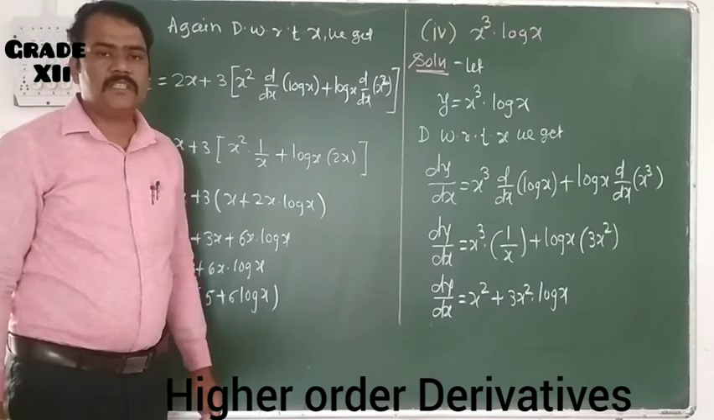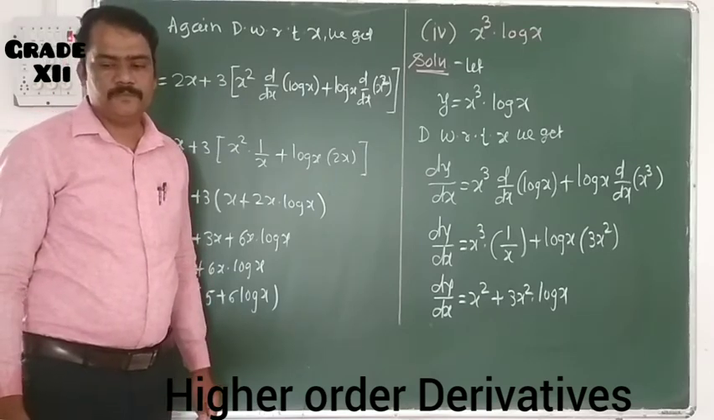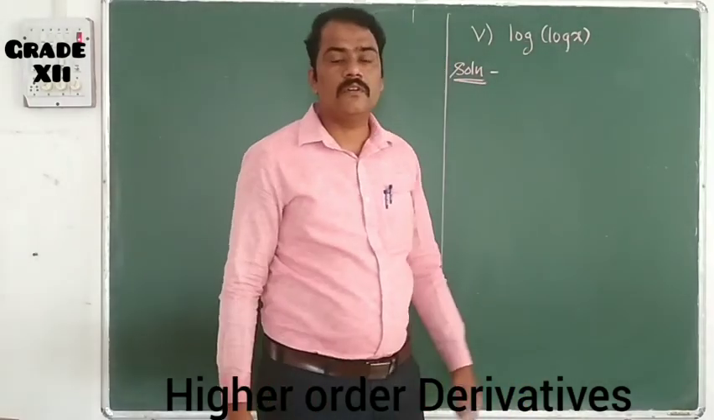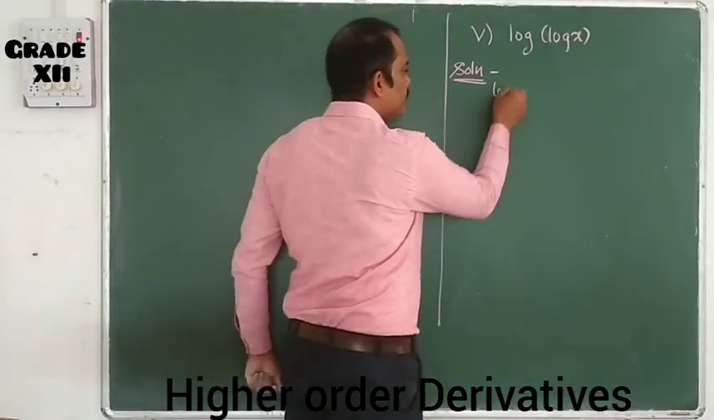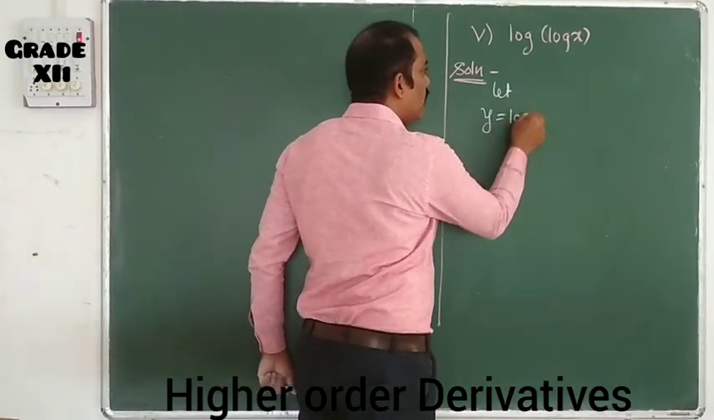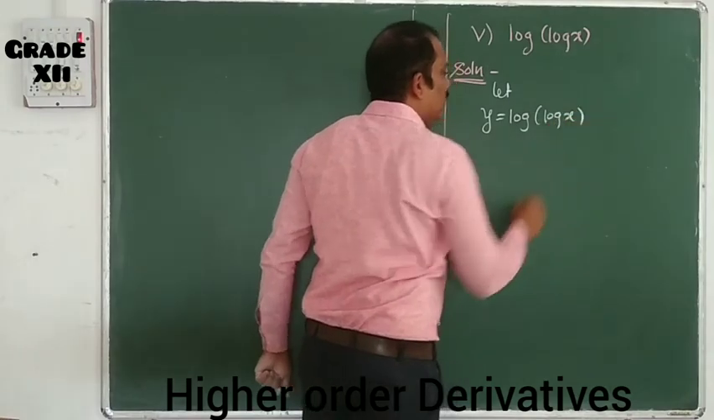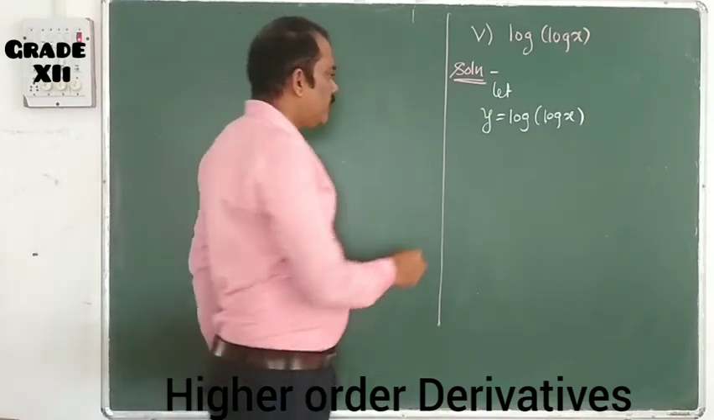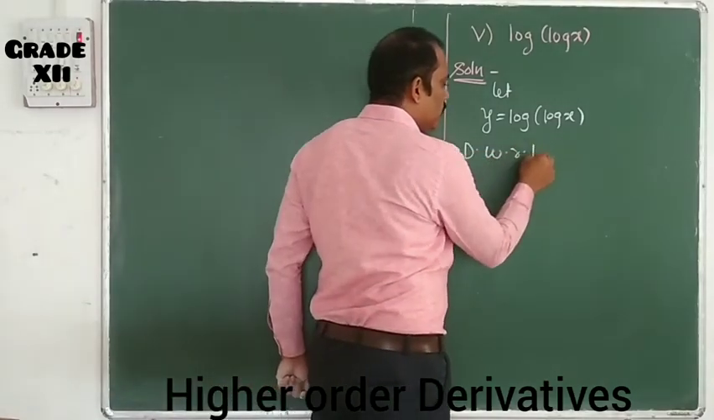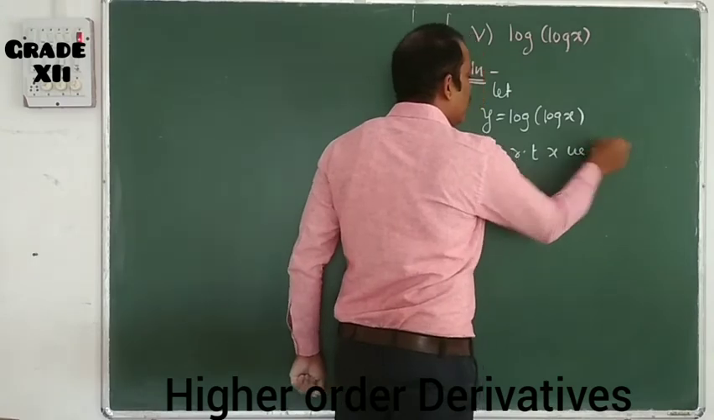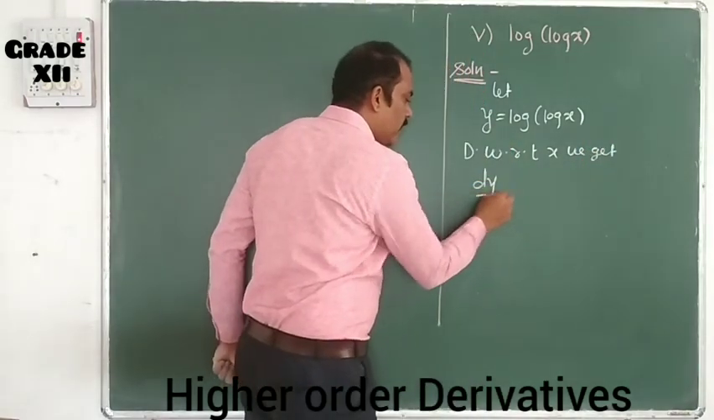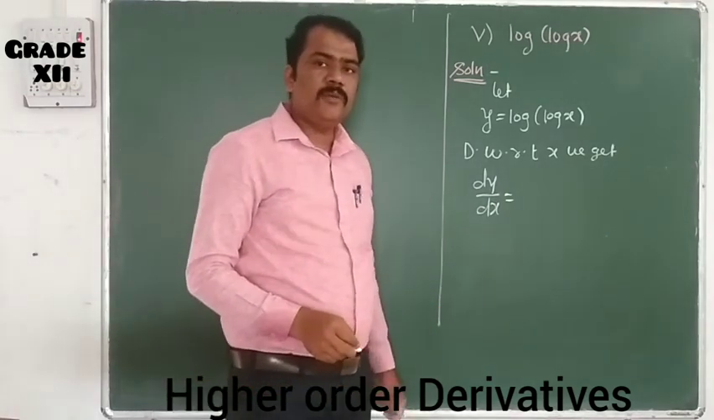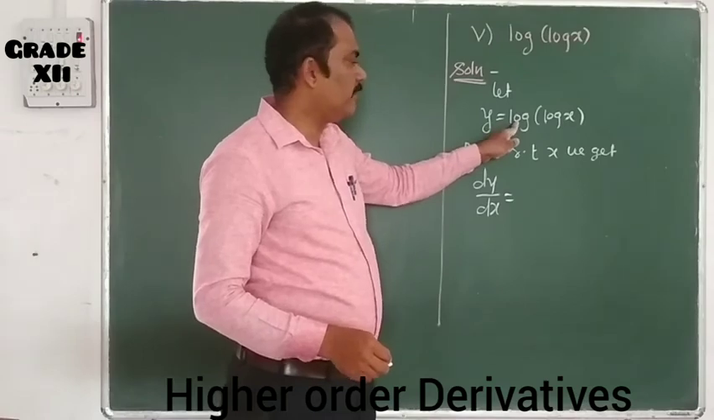After that, we have to discuss example number 5. Example number 5 is log of log x. Let y equal log of log x. We have to differentiate with respect to x. Differentiating y with respect to x, dy/dx is equal to, here we have to use the derivative of the composite function. First we keep the finger on this outer log.